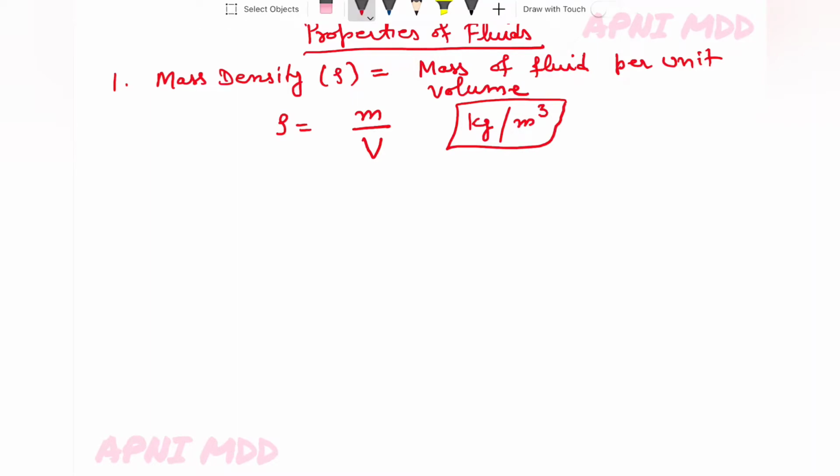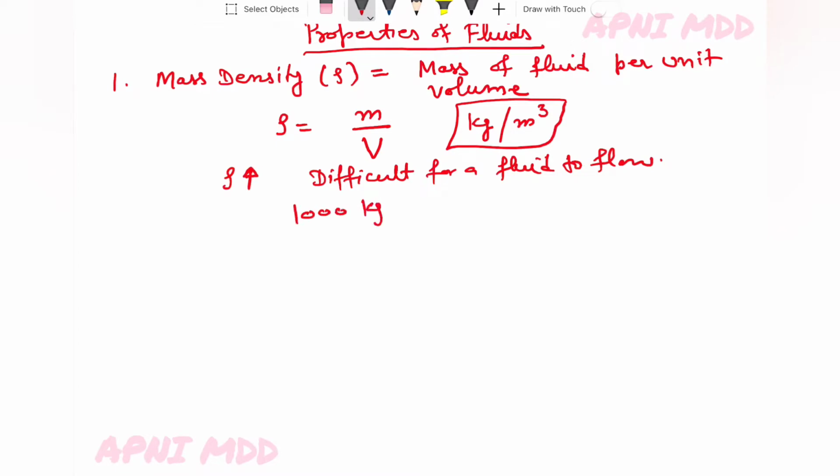So, the greater the value of rho, the more difficult it is for a fluid to flow. Okay. Now, the density of water is 1000 kg per meter cube.